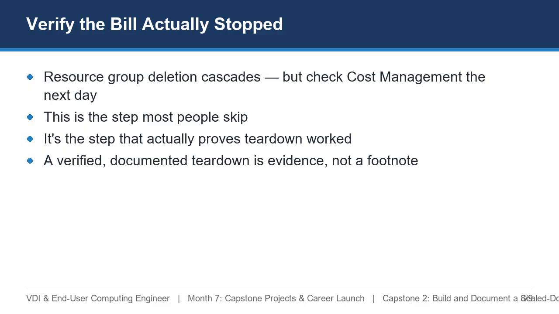Deleting the resource group removes everything inside it, but deletion in billing can lag slightly, so check Cost Management's cost analysis the following day to confirm charges actually stopped. This is the step most people skip, and it's the step that actually proves your teardown worked, rather than just that you issued a delete command.